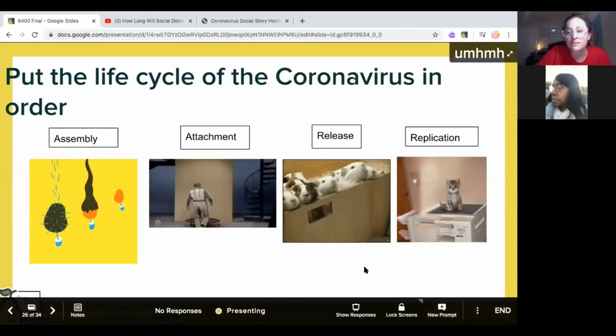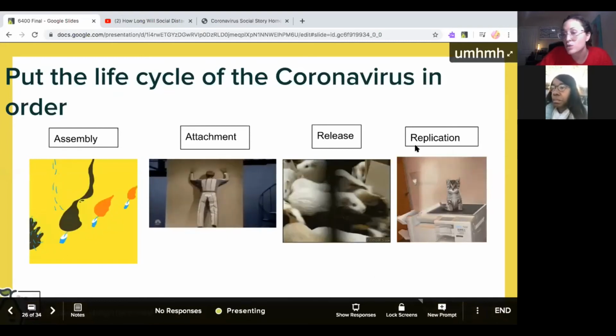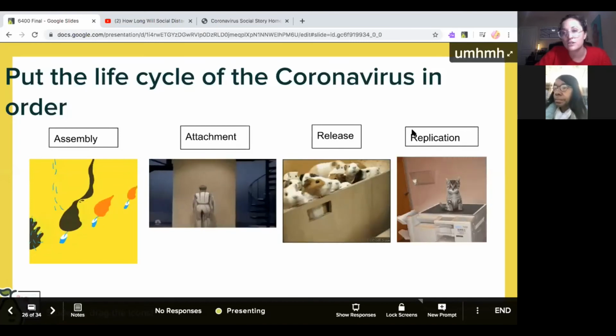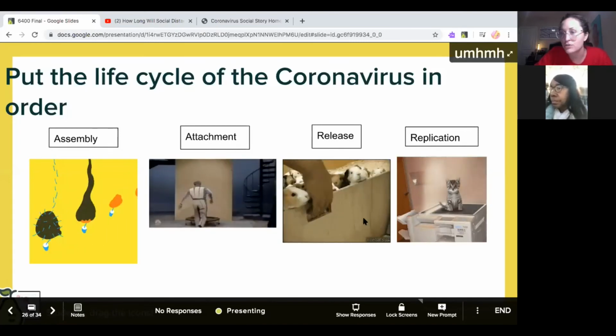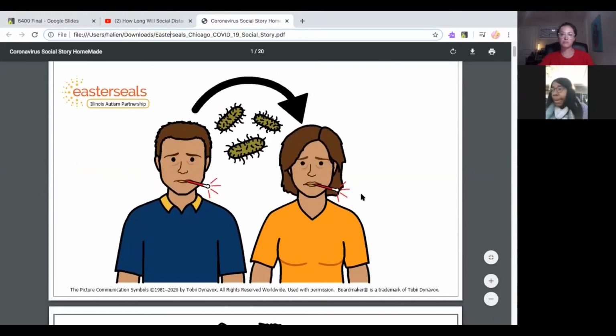Now I'm going to ask my students to go ahead and put these in order. And students would have the ability to go through to create your writing sample. Okay?